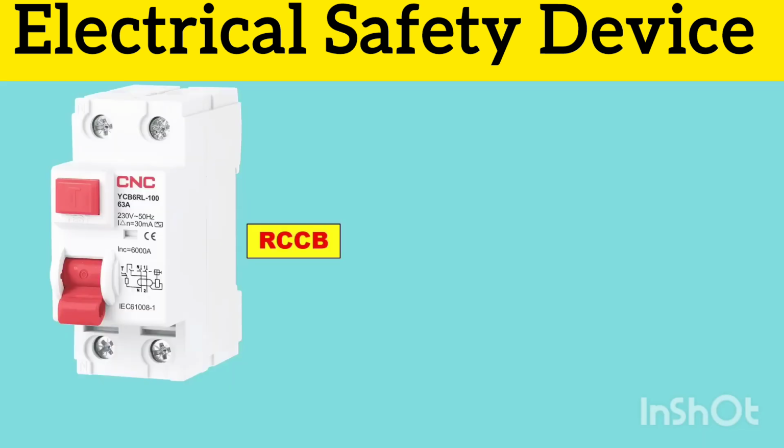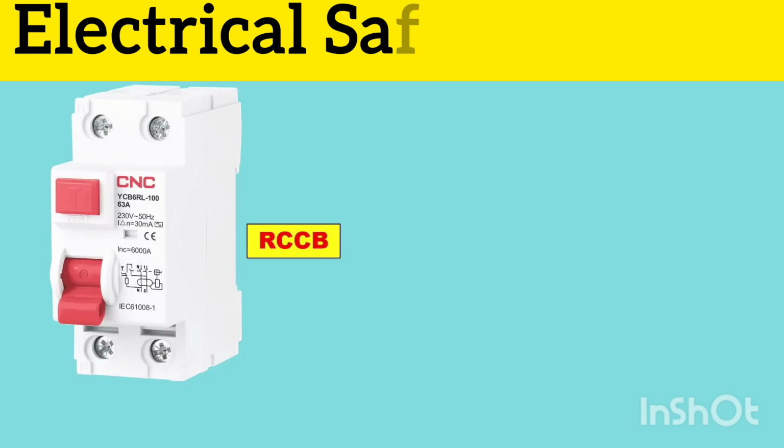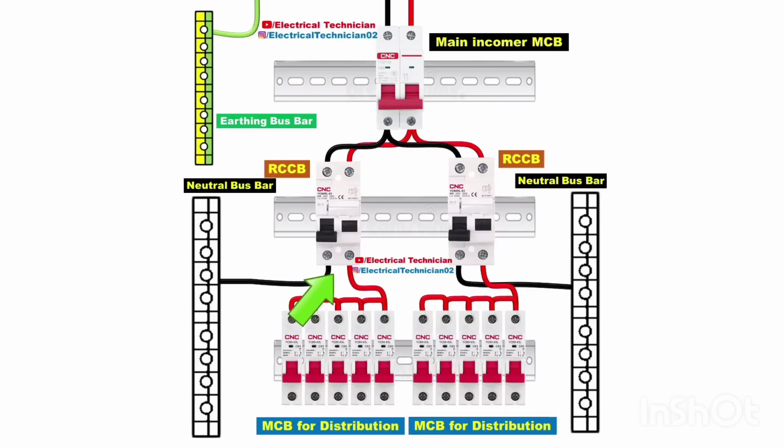After this, next device is RCCB. Full form of RCCB is residual current circuit breaker. It is compulsory to install a RCCB in your home. Why it is compulsory to install a RCCB in our home? Let's understand.